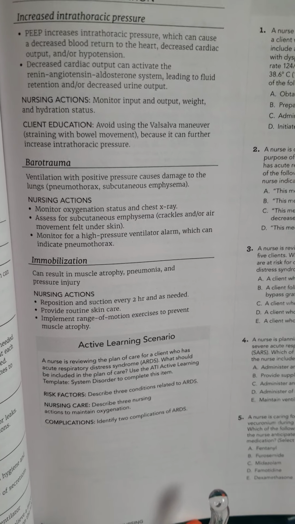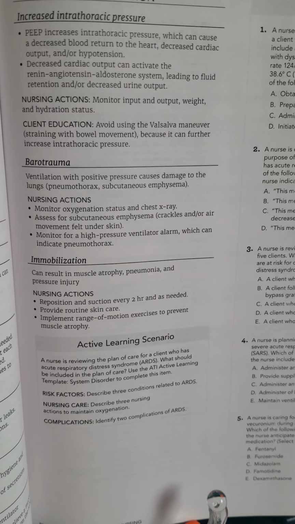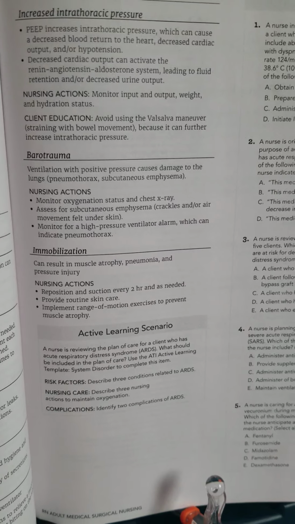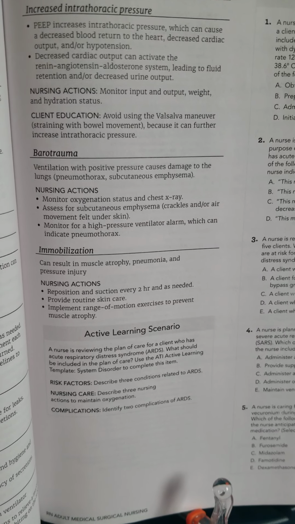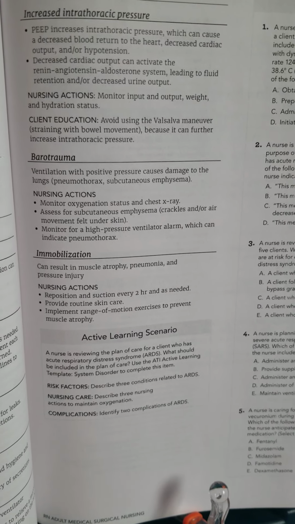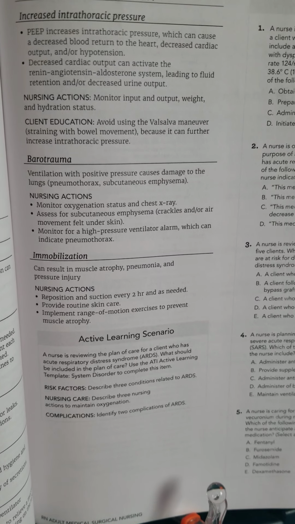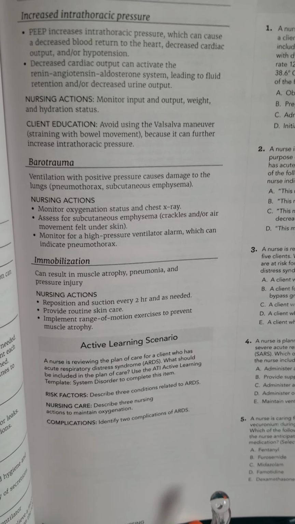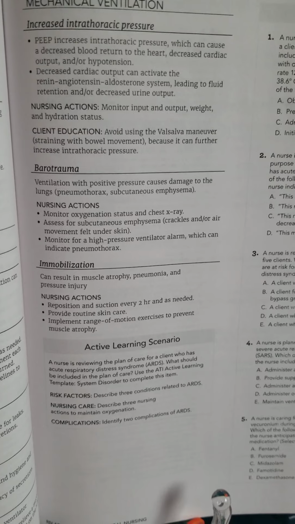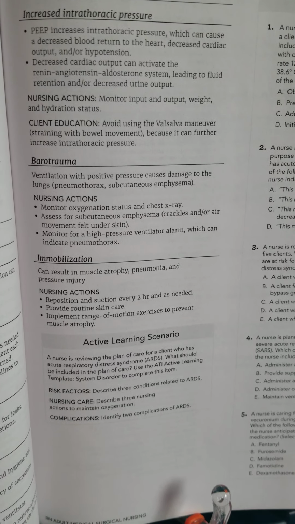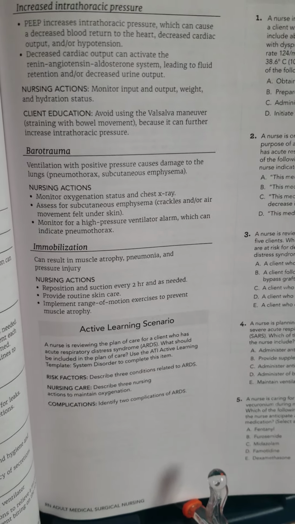Immobilization, another complication, can result in muscle atrophy, pneumonia, and pressure injury. Nursing actions would be to position, reposition, and suction every 2 hours and as needed. Provide routine skin care and implement range of motion exercises to prevent muscle atrophy.